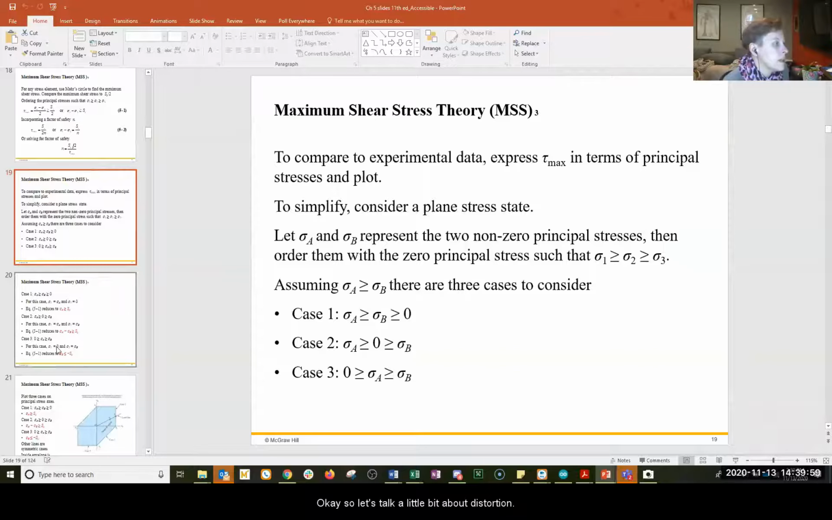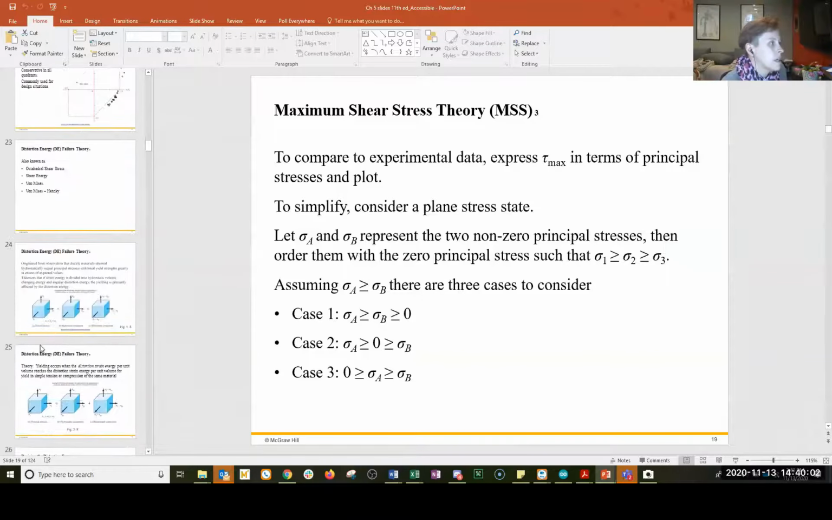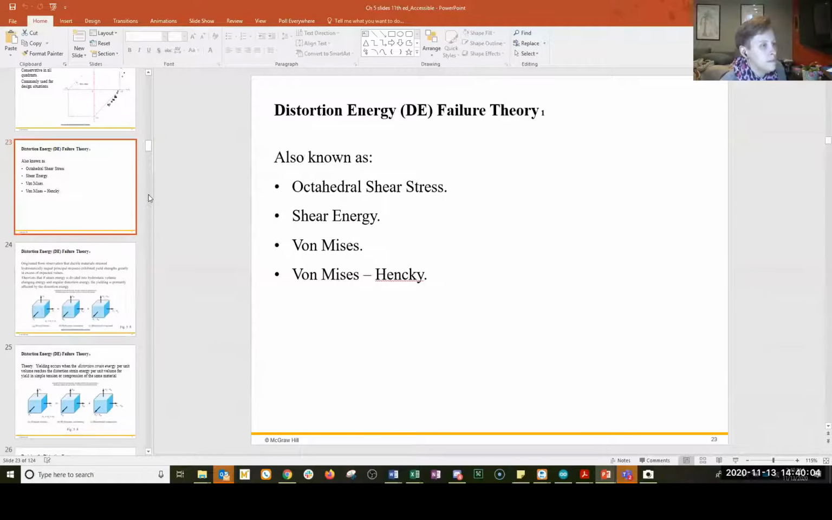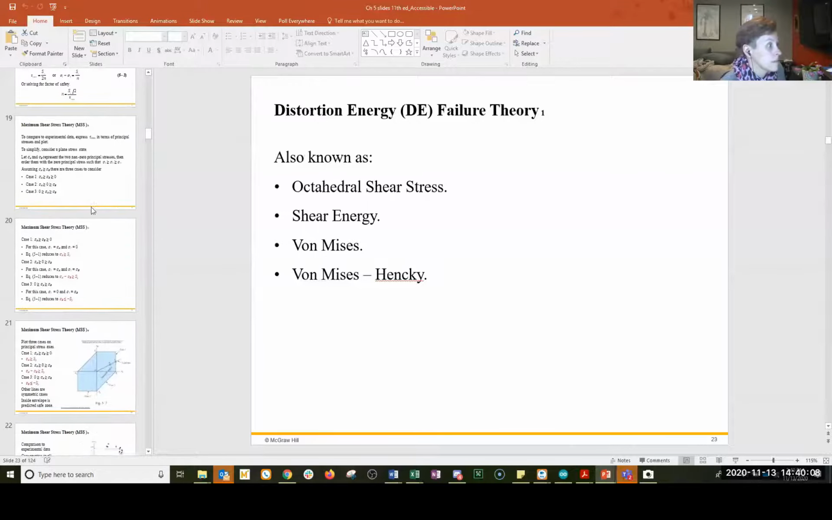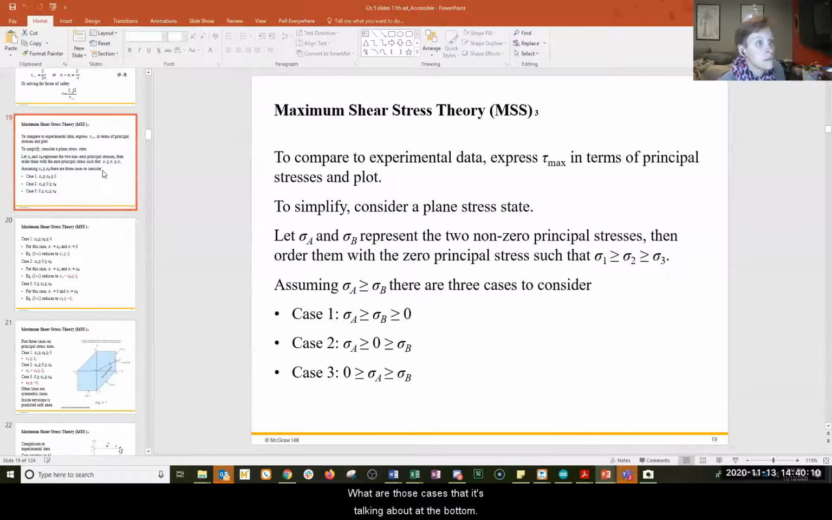Okay, so let's talk a little bit about distortion energy. Hold on 1 second. Can you please go back to that slide for a second? I can. What are those cases that it's talking about at the bottom there? Are they something that we need to worry about?